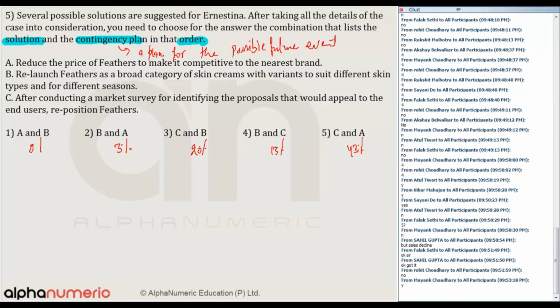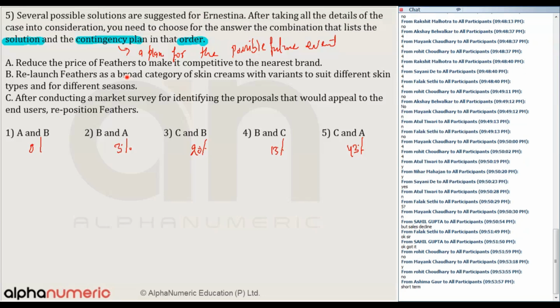So you are saying reduce the price of feathers to make it competitive to the nearest plant. Do you think that just by reducing the price of the feathers, as a short-term solution, the sales will get increased? Option B: relaunch feathers as a broad category of skin creams with variants to suit different skin types and for different seasons. And C: after conducting a market survey for identifying the proposals that would appeal to the end users, reposition feathers.